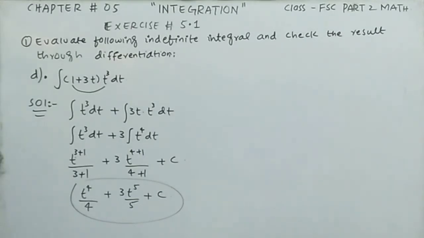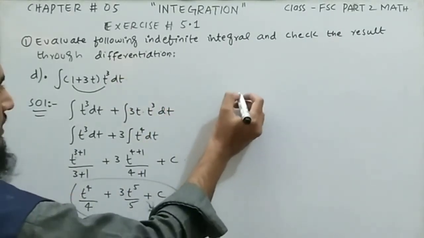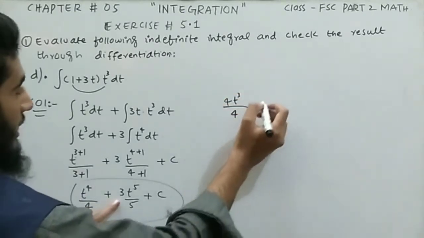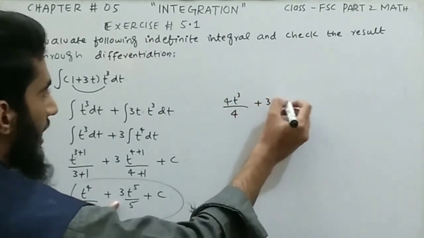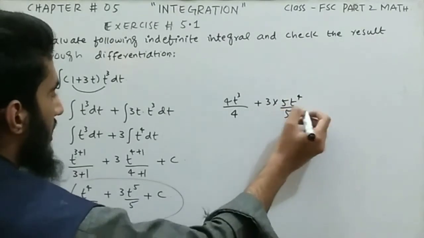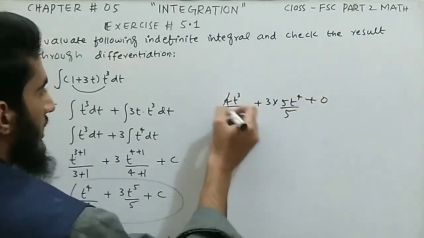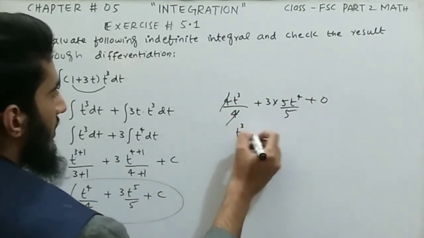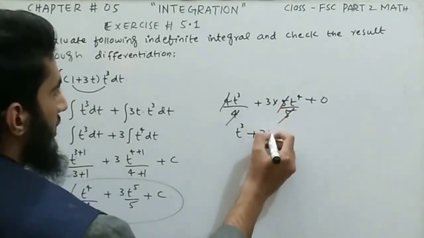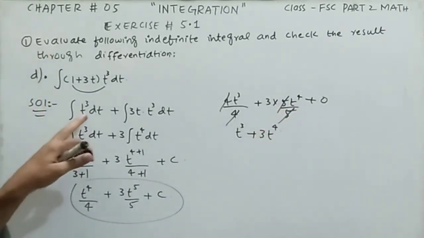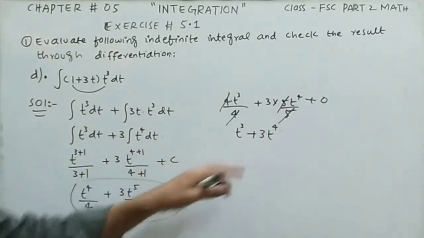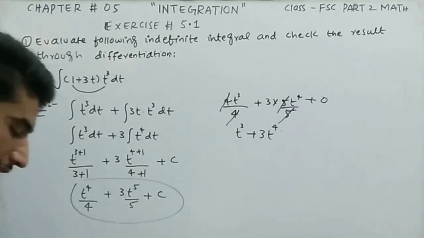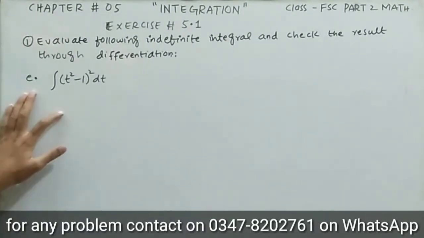Now they tell us to check the result by differentiation. So if we differentiate, it becomes 4t^3 divided by 4, plus 3 into 5t^4 over 5, and the derivative of the constant is 0. So the 4s cancel out and we are left with t^3, and the 5s cancel out, leaving 3t^4. So we have t^3 plus 3t^4, which means the required answer is correct. Now move to the next part, part number E.